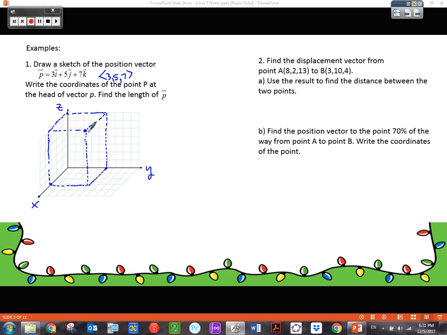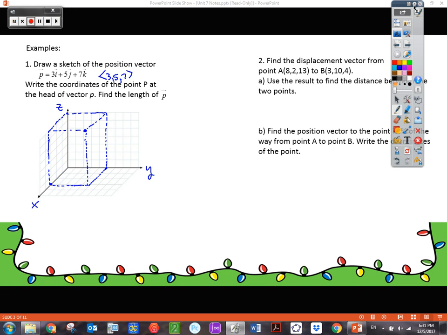So there's my box. My point, basically 3, 5, 7, is right here. Now let's just change the color of it, just for fun. All right, so that's my point right there. And my vector would go from the origin to this point. There's my vector. That's point P, so let's label that as point P. And they want us to write the coordinates of that point. So the coordinates of that point would be 3, 5, 7.